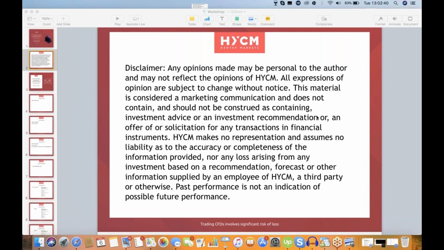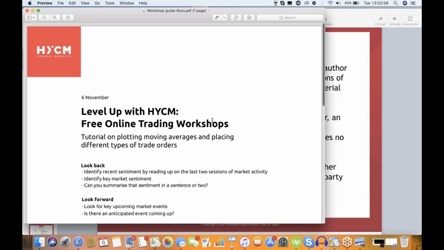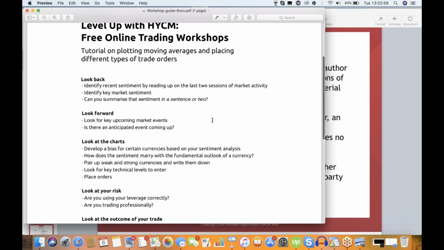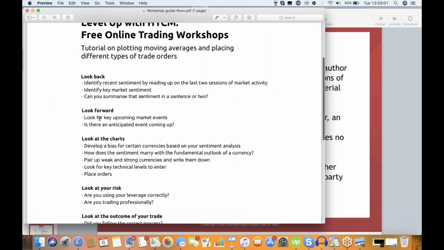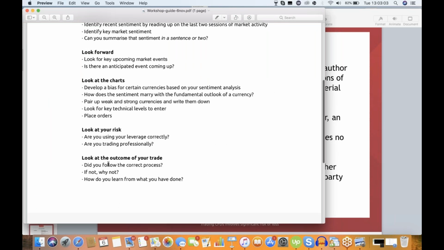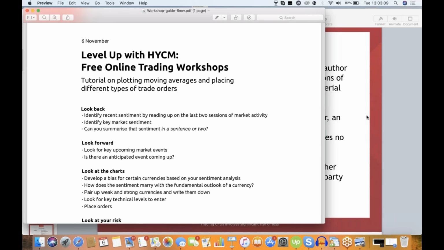And to that end, you will see there's a handout at the bottom of your GoToWebinar panel. You should see a section that says handouts. Can you just let me know if you've been able to see that? If you open the handout, it will look like this. Okay, 6th of November, Leveling Up with HYCM, and there's 1, 2, 3, 4, 5 key aspects of trading. If you just make sure you can get that open, you will need that open as well.